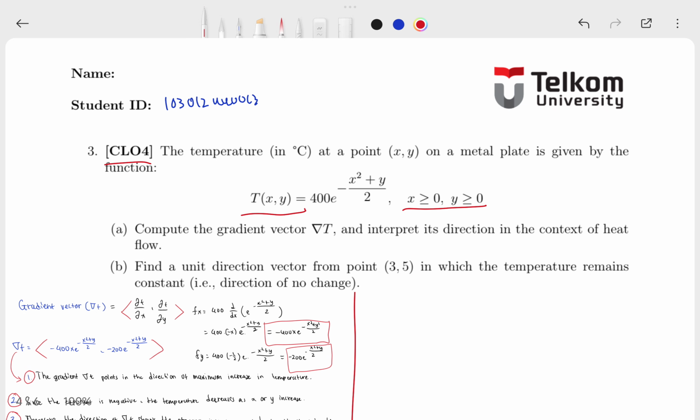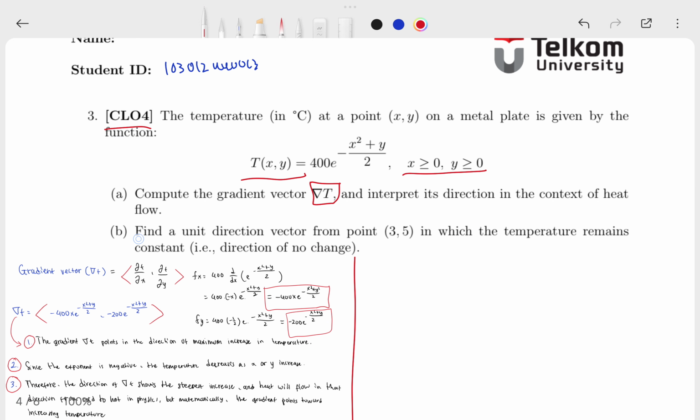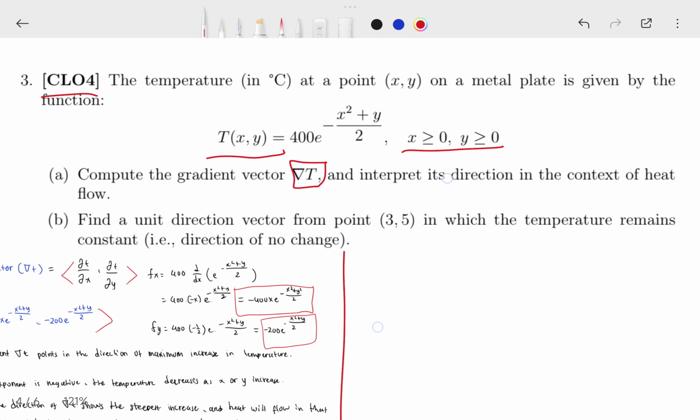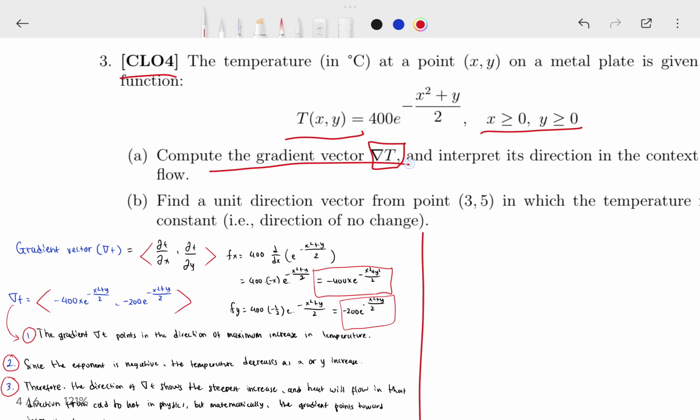Okay, so the first question is we have to compute the gradient vector and interpret its direction in the context of heat flow. And part B is we need to find the unit direction vector from point (3, 5) in which the temperature remains constant, or the direction of no change. Okay, so let's just compute part A first.